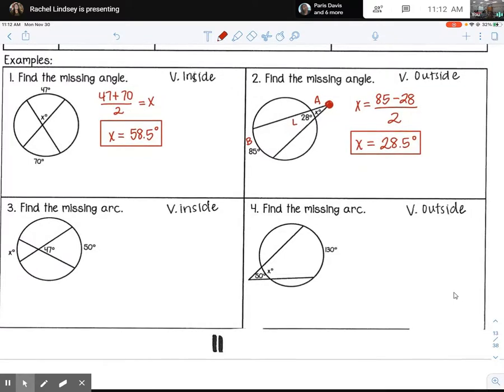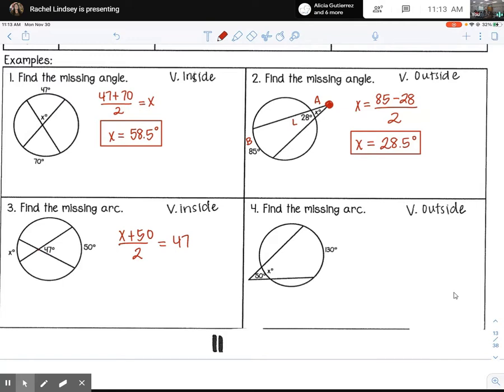Okay, so on number 3, we have a vertex that's inside but not at the center. But this time, we're trying to find an arc instead of the angle. We still set it up exactly the same. What does my angle equal? My angle's 47. What are my two arcs? x plus 50. So arc plus arc divided by 2 equals my angle, which is 47. So x plus 50 over 2 equals 47.